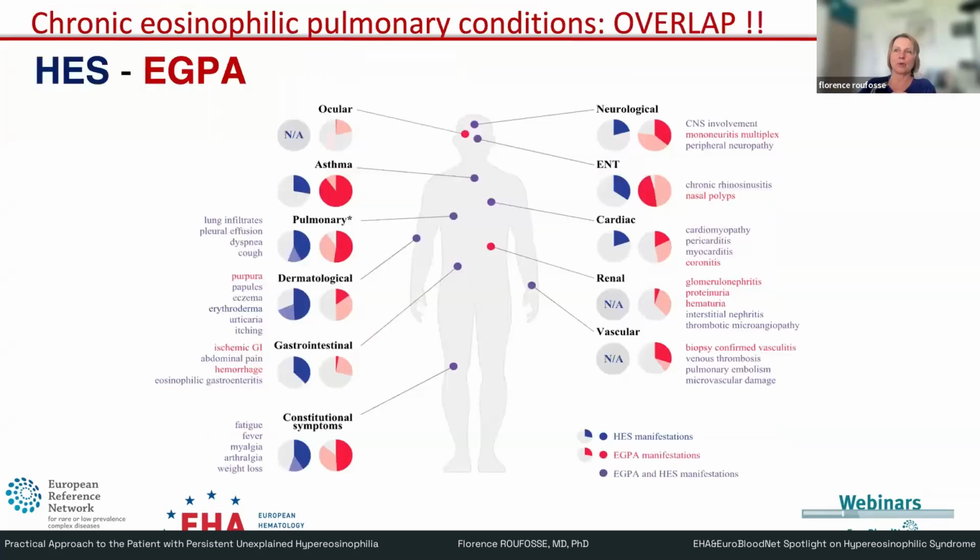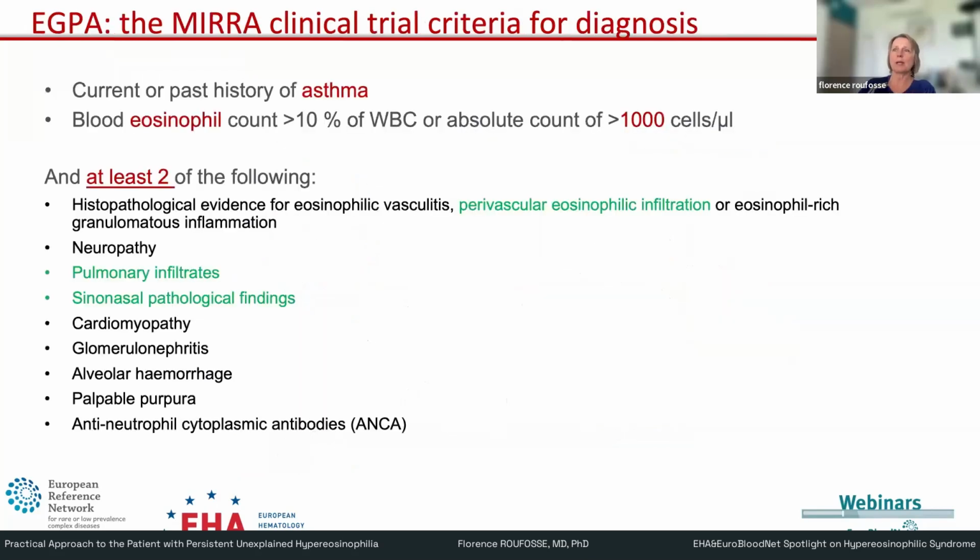And this is just to illustrate once again the degree of overlap. In this article, we looked at the percentages of complications in HES and in EGPA in the different tissue and organ systems. And you can see that, okay, asthma has to be present practically to be able to make a diagnosis of EGPA, but it's also present in a significant proportion of patients with HES. And if you look at pulmonary infiltrates and more systemic pulmonary disease, it's really frequent in both disease forms. So lots of overlap.